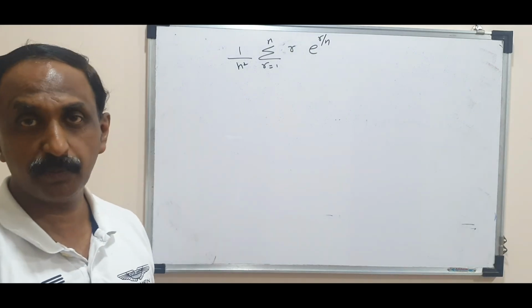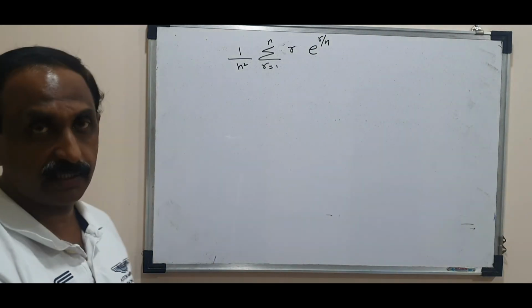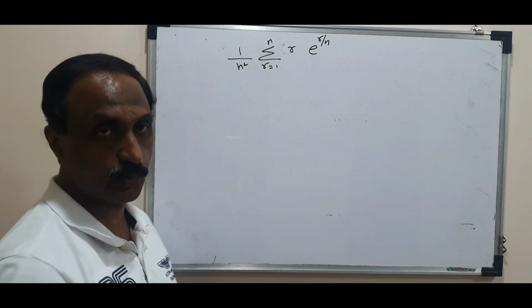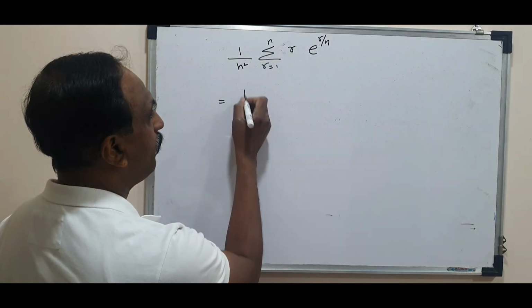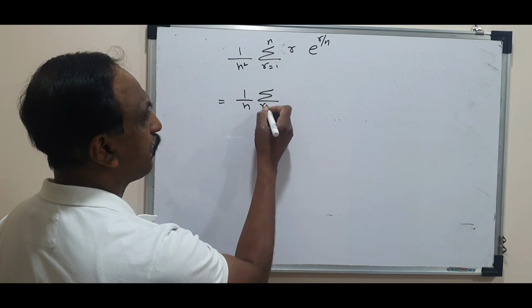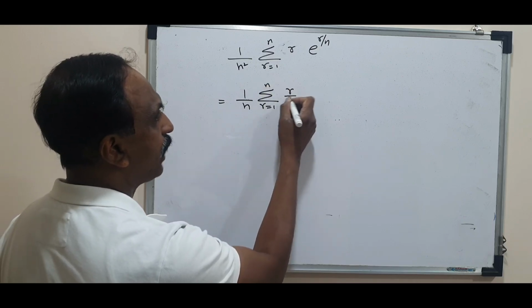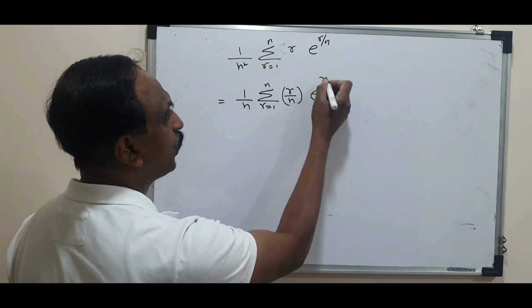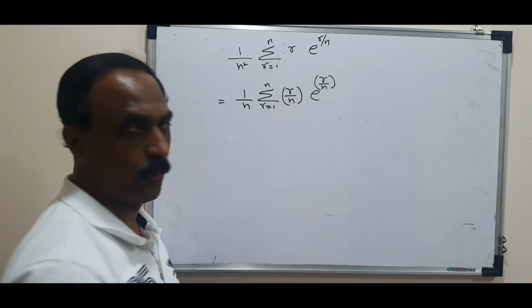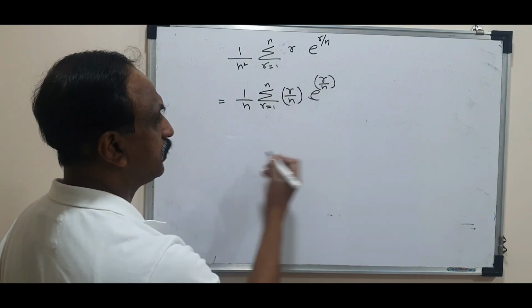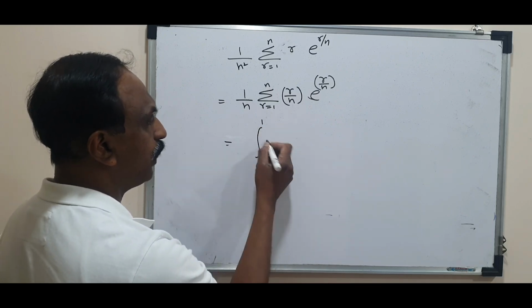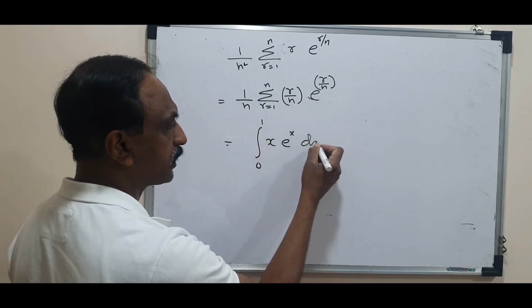Now this is a very simple problem that you yourself can see. It's a direct problem. You have 1 by n square. Your formula requires only 1 by n. So 1 by n outside, sigma r is equal to 1 to n, r by n into e raised to r by n. So what is the function here? X e raised to x. So your answer is integral 0 to 1 x e raised to x dx.